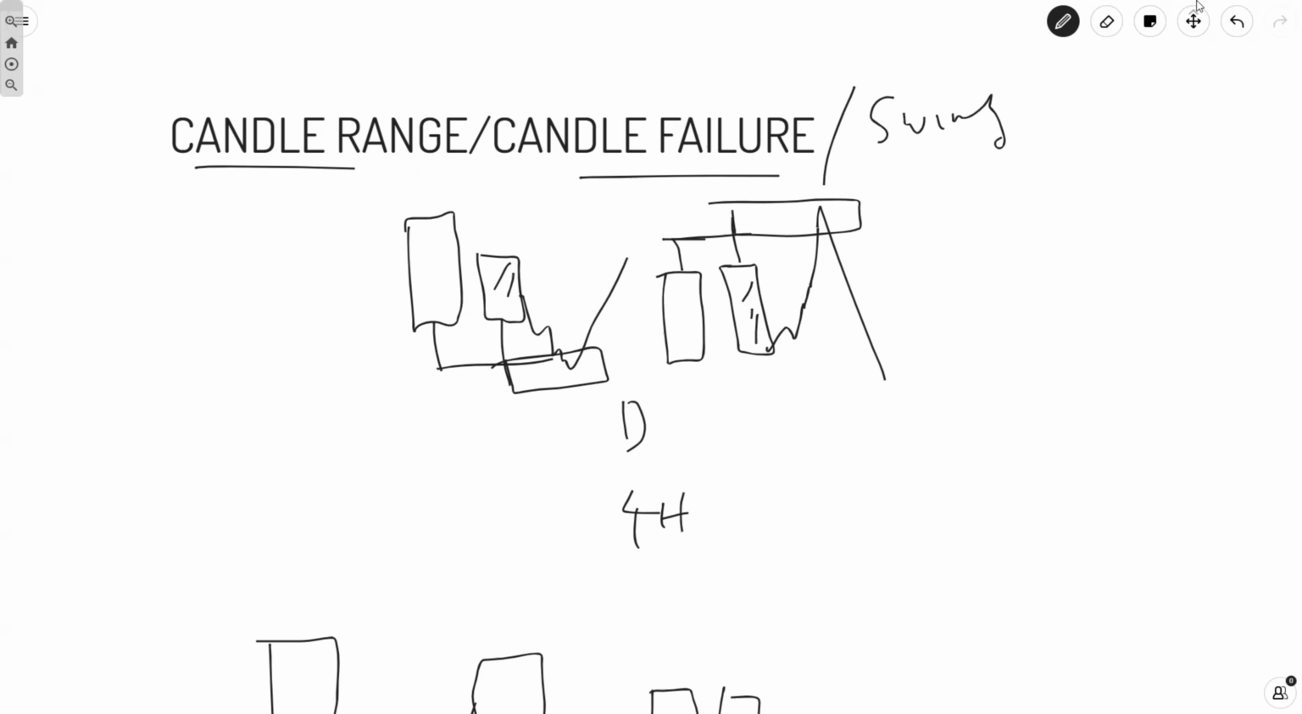So I've been taking such entries ever and ever again because we can spot them on gold, Nasdaq, US card, a lot of them.